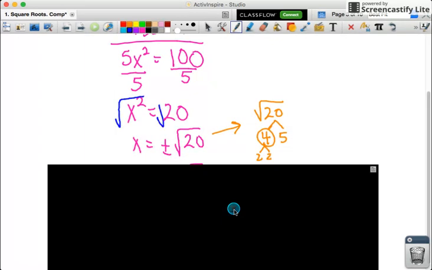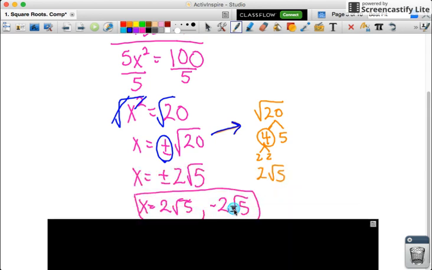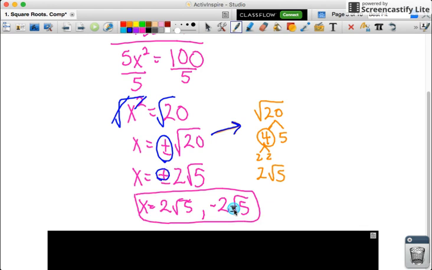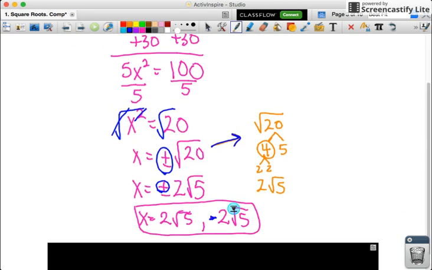When I take the square root of something squared, these cancel. This leaves me with just an x and a plus or minus the square root of 20. But I have to remember that I can simplify the square root of 20 as 2 square roots of 5. So my solutions are actually a plus 2 square roots of 5 and a negative 2 square roots of 5. So this is just another method. Could I have solved this using the quadratic formula? Yeah, my b just would have been 0. So let's work another example.